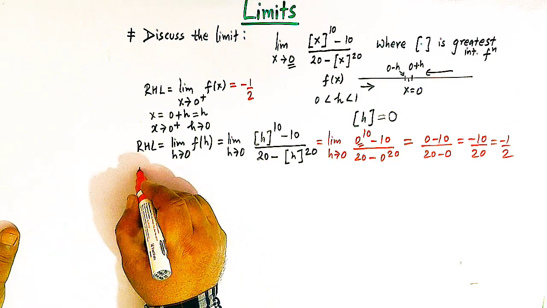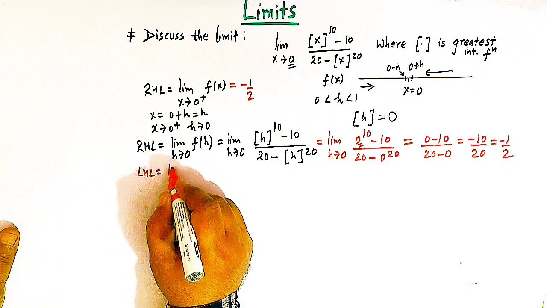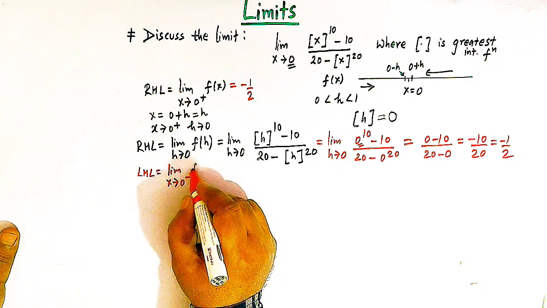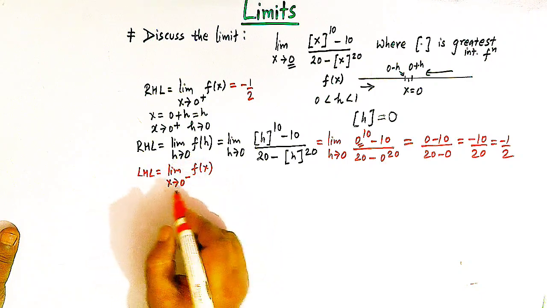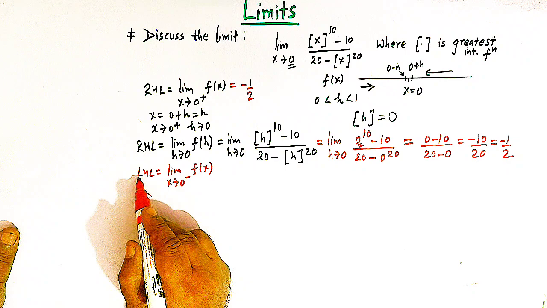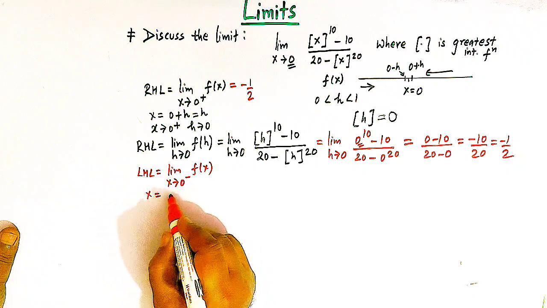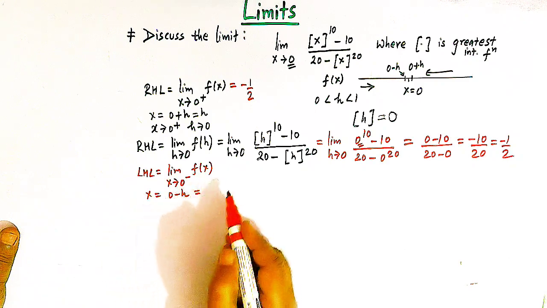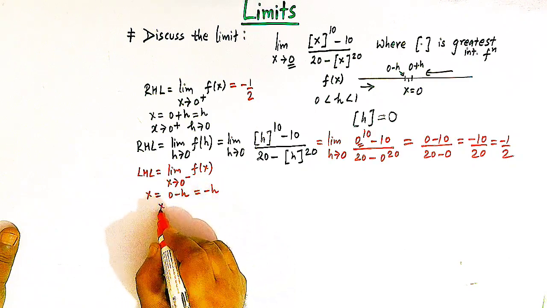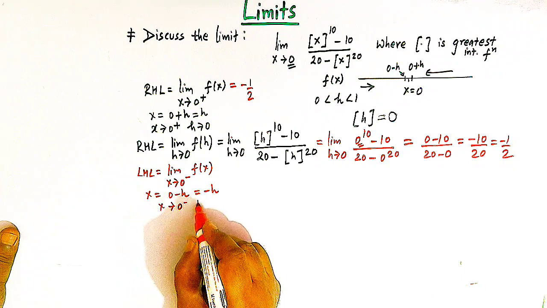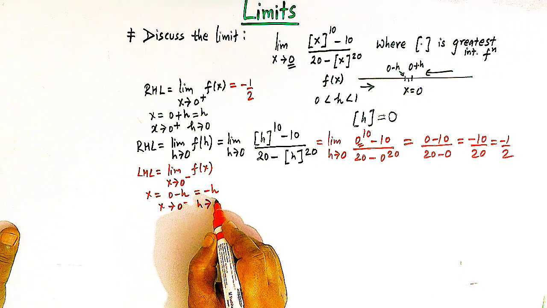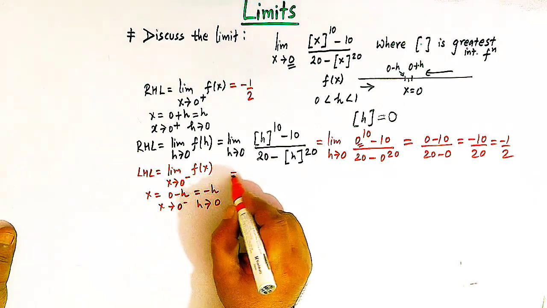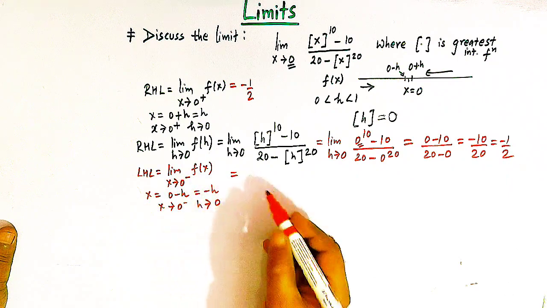So the notation for the left hand limit is limit x tends to 0, with a negative sign, then f of x. Now, when we find the left hand limit, we take x equal to 0 minus h, and here 0 minus h is minus h. When x approaches 0, obviously h also tends to 0. So now we can write this limit in terms of h.